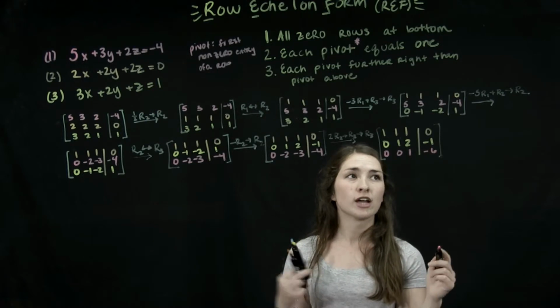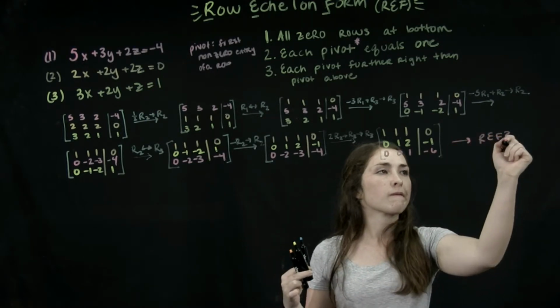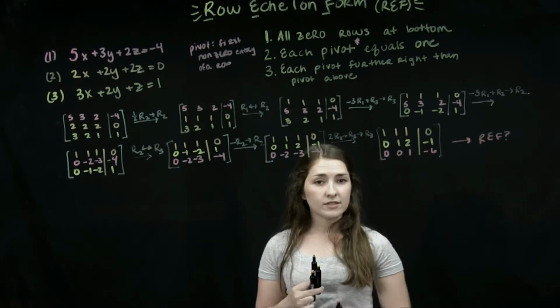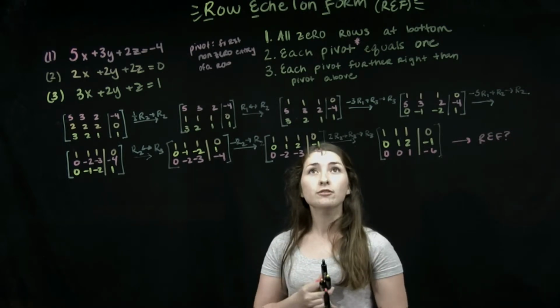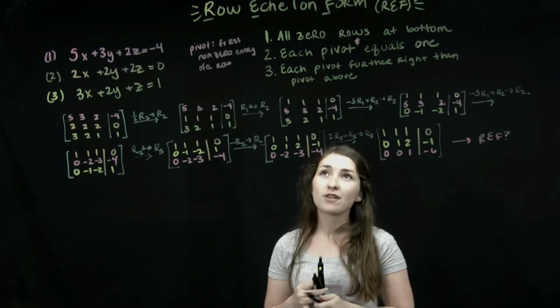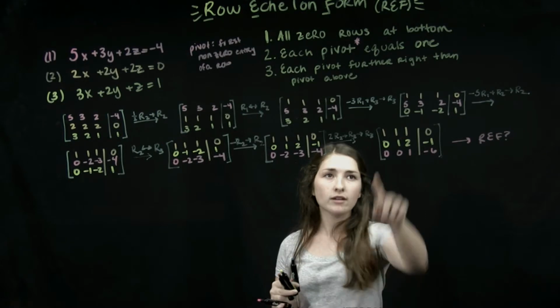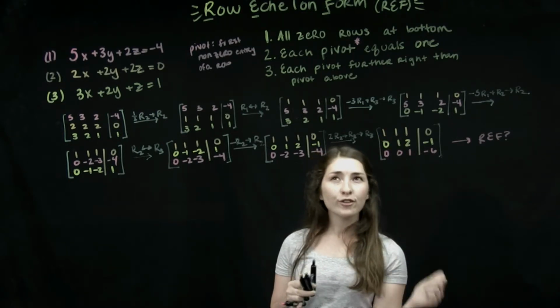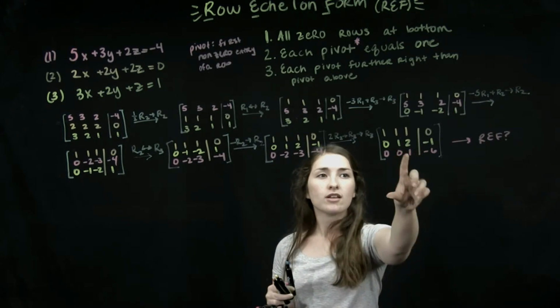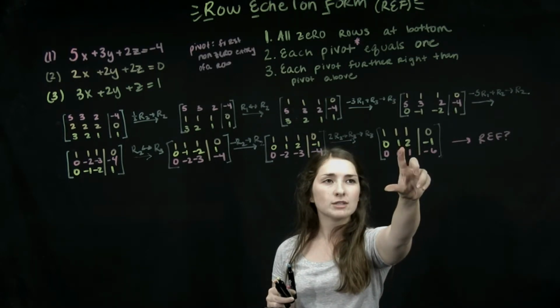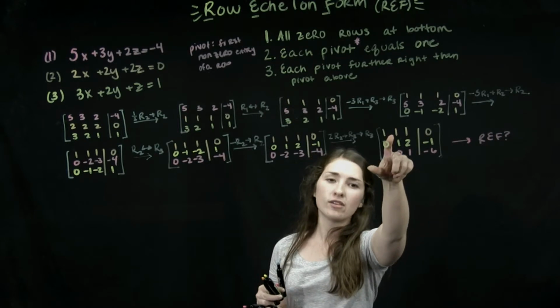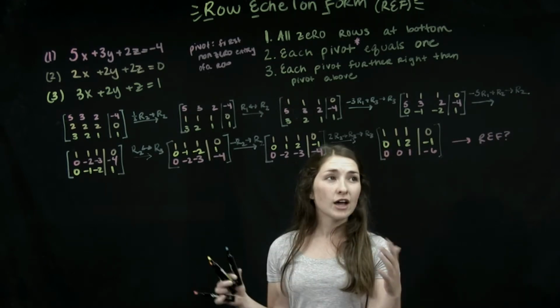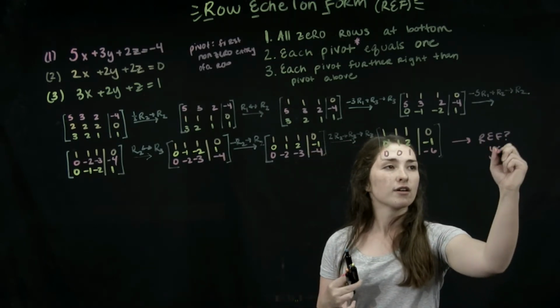So now let's double check. Are we in REF? Do we have all rows of zeros at the bottom? Yes, we do, because there are no rows of zeros. Do we have each pivot equal to 1? Check. Do we have each pivot further to the right than the pivot above? This pivot is further to the right than this pivot. This pivot is further to the right than this one. So yes. So now we are in REF.